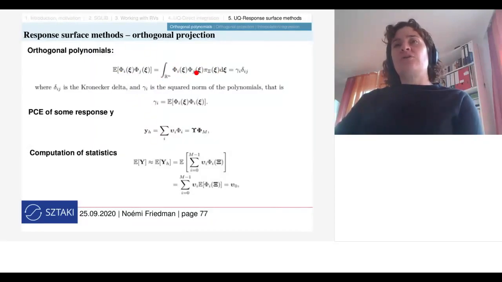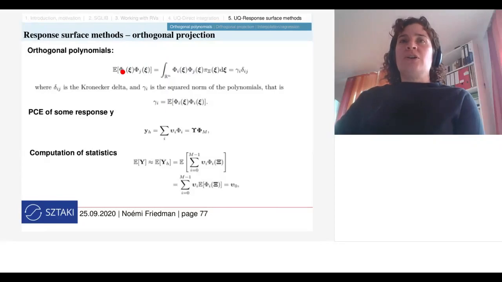You don't take just the product of two functions and integrate it, but here you weight it with the probability distribution function of psi, which is now the germ of the expansion. Then this condition has to be satisfied: this integral term, the inner product of the two basis functions, is simply the Kronecker delta times the norms of the polynomials. This is the norm of the polynomial, and this condition you should satisfy.